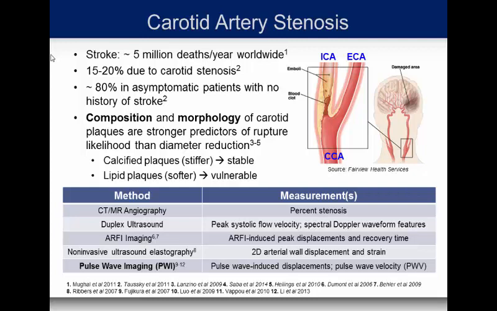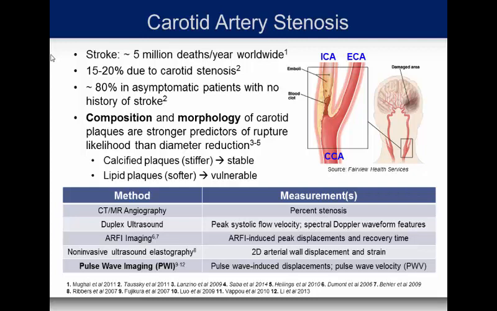And also the key statistic here is that 80% of these cases are in patients that are asymptomatic and have had no history of stroke. A large part of that is that currently in the clinic, the risk of stroke is predicted by the degree of luminal narrowing, which is not a really good predictor of stroke. Moreover, there's been a lot of research saying that the composition and the morphology of plaques is a better predictor than the degree of luminal narrowing.